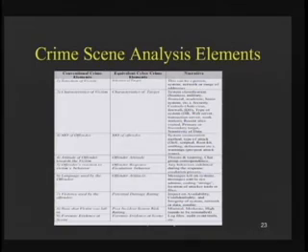Well, let's look at these crime scene elements. And that really shows up well, I hope. Really, if you're looking at conventional crime elements, the first column is conventional, the second column is equivalent cybercrime, and the third is really the narrative. Why is this important? I'll just go through a couple of these.